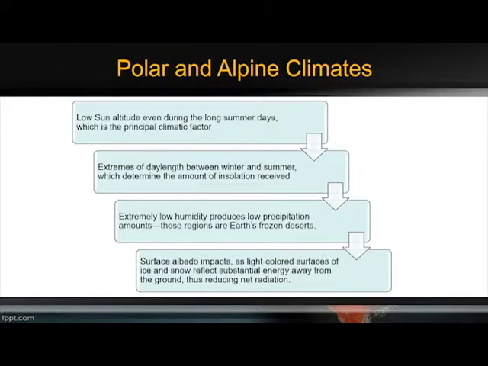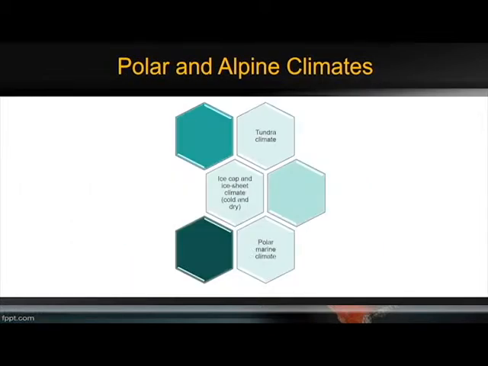So the characteristics you have: very low sun altitude, especially in summer, extreme daylight difference between winter and summer, so you have 6 months of day, 6 months of night, extremely low humidity, very, very dry in these regions, and high albedo, so light surfaces reflect more solar radiation. So they're defined as tundra, ice cap, and polar marine climate.